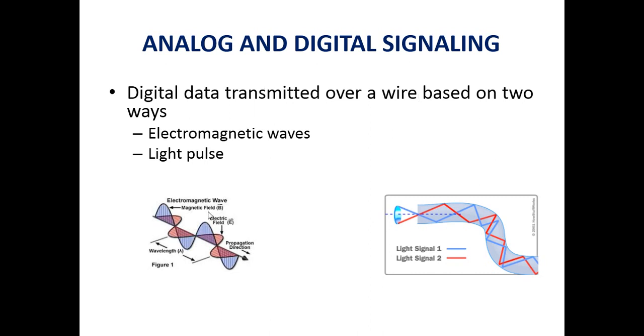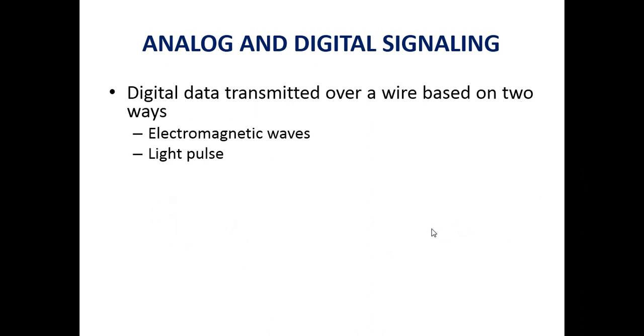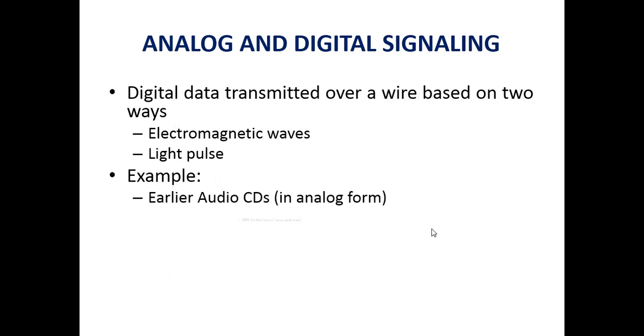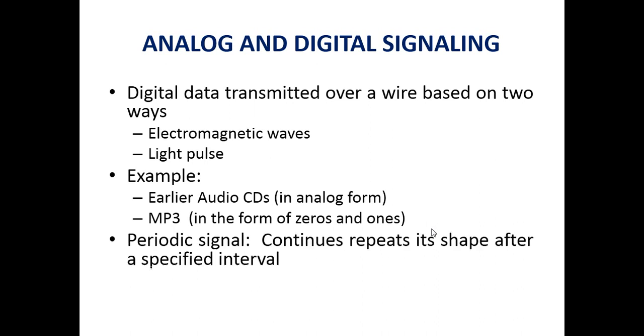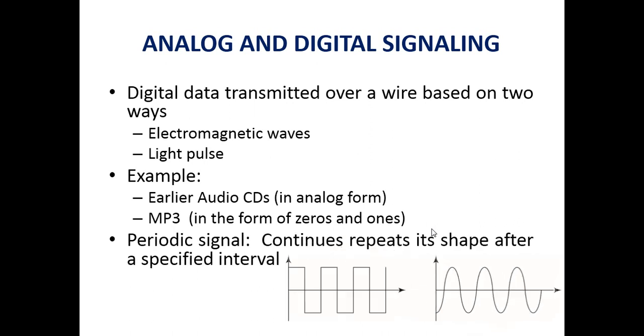The first indicates electromagnetic waves, and the second is data transfer in a wired technique with the help of light pulses, normally in a fiber optic cable. Some examples of analog and digital signaling: earlier, audio CDs were in the form of analog data, and MP3 is in the form of zeros and ones. Basically there are two types of signaling.